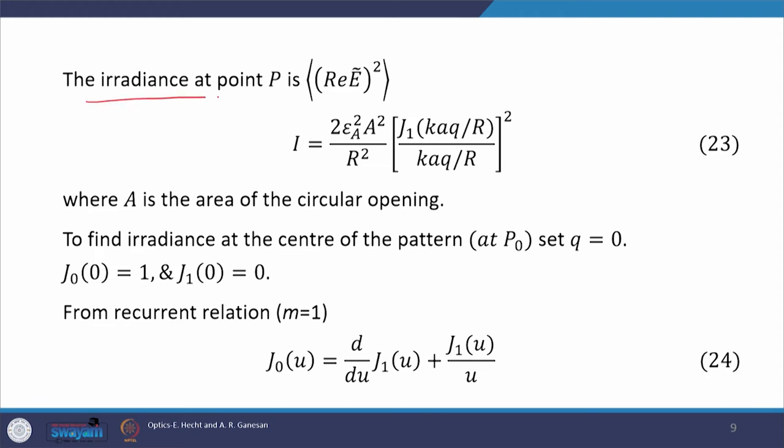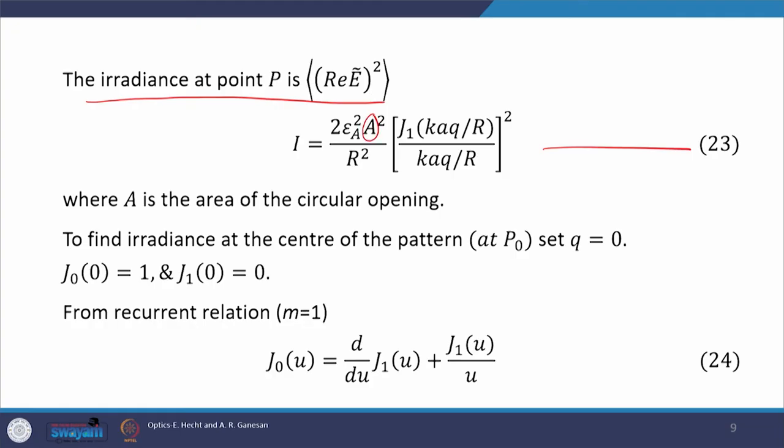But once the field is known, we can easily calculate the total irradiance at the point of observation P, which would be given by equation number 23. Here in this expression, you see a new parameter, A, which is the area of the circular aperture, which is nothing but pi a square.